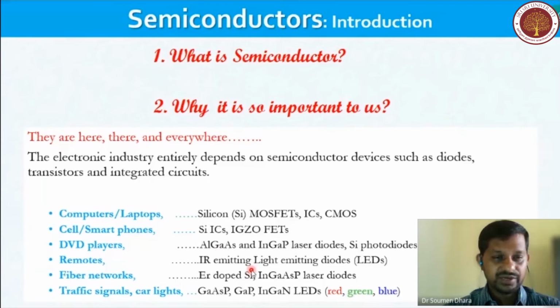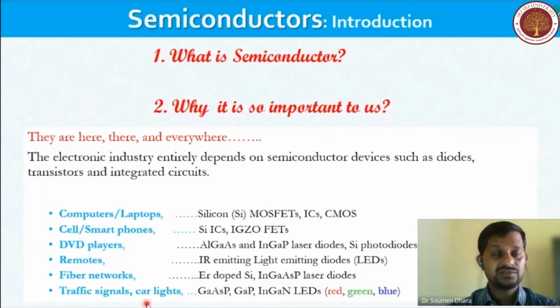Another example is the remote, where we are using an IR emitting light emitting diode, made with aluminium indium phosphide, or sometimes aluminium gallium arsenide, which emits light at a wavelength of 940 nanometers, in the near infrared range. So again, we are using IR emitting light in the remote. Then erbium doped silica allows light with a wavelength of 1.55 micrometers to pass. This erbium doped silica is again a material we use for fiber optical communication, along with indium gallium arsenide phosphide based laser diodes.